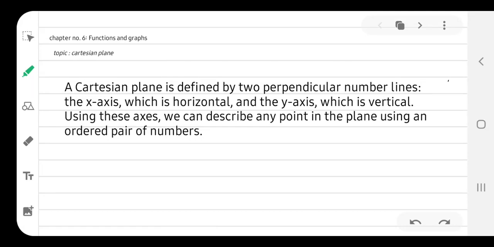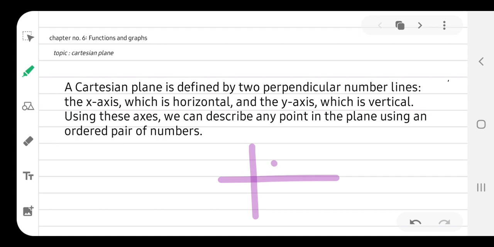Today I am going to tell you about the Cartesian coordinate system or Cartesian plane. Basically, a Cartesian plane is defined by two perpendicular number lines, the x-axis which is the horizontal line and the y-axis which is the vertical line. The purpose of using these axes is to determine where a point really lies in the Cartesian plane.